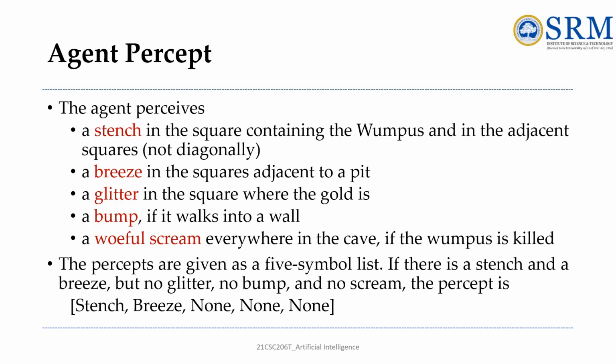The agent in the Wumpus world receives inputs in a structured format, a 5-symbol percept list. Each position in the list corresponds to a type of sensory information. First is the stench, second breeze, third glitter, fourth bump and fifth scream. So if the agent perceives a stench and breeze but nothing else, the percept will be stench, breeze, and then the other three will be none, none, none.